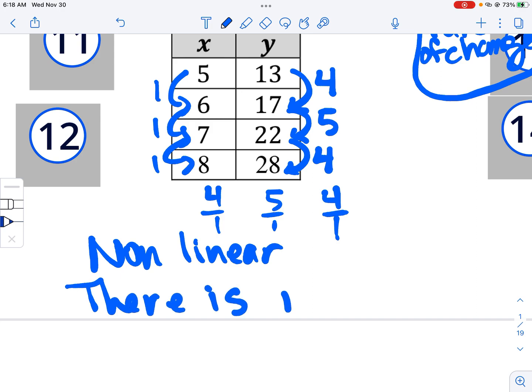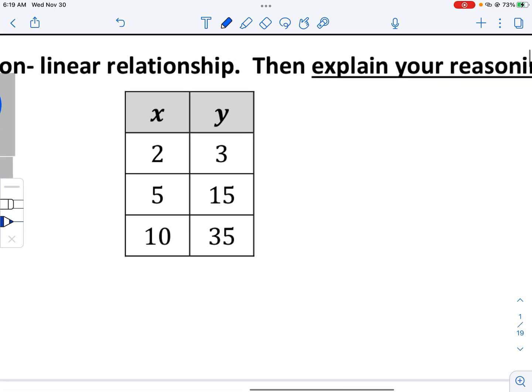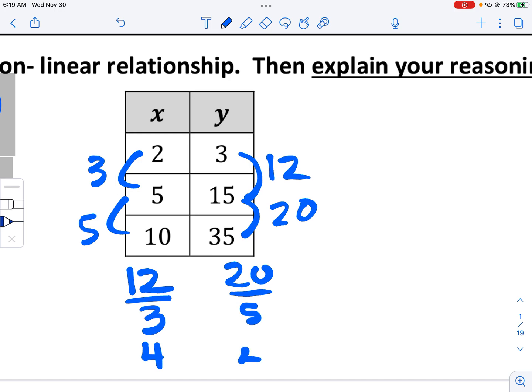There is no constant rate of change. It doesn't go up by the same thing each time. This one went up by 12. This one went up by 20. This one went up by 3. This one went up by 5. So 12 over 3 gets me 4. 20 over 5 gets me 4.